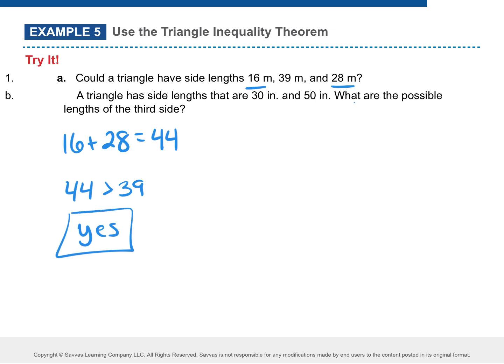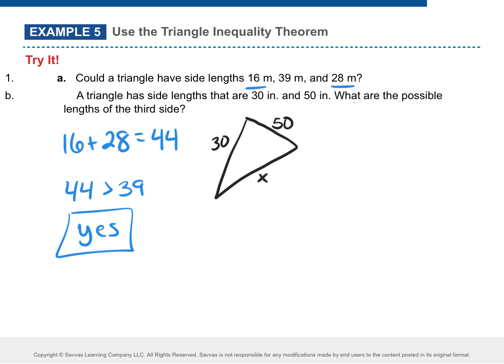Awesome. On part B, it says a triangle has side lengths that are 30 and 50 inches. What are the possible lengths of the third side? How do we figure this out? What is our answer going to look like? It's going to be a compound inequality, right? So if it helps, you can draw yourself a picture here. Okay, if we have 30 and 50, we want to figure out what this missing side could be. Okay, so what's one scenario that must be true?